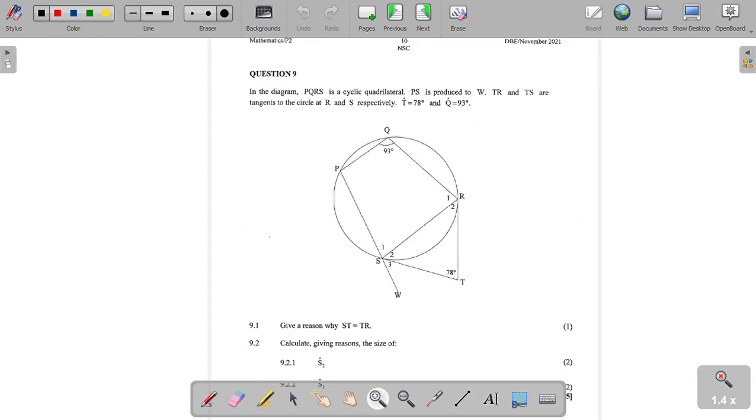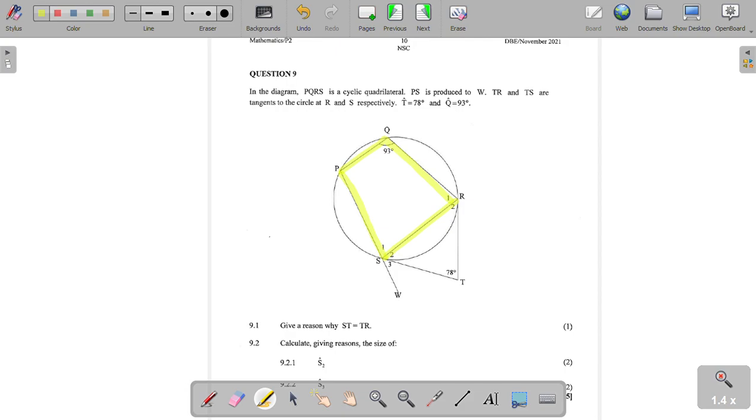Okay, so onthou, as ons besig is met sirkelmeetkunde, is dit belangrik om vir jouself te identifiseer wat word vir jou gegee. So hulle sê vir jou in hierdie ene dat daai 'n koorde vierhoek is. If you have that, immediately you have a list of available reasons that you can use. You can use that the opposite angles of a cyclic quad are supplementary, or you can use exterior angle equal to opposite interior angle. Okay.